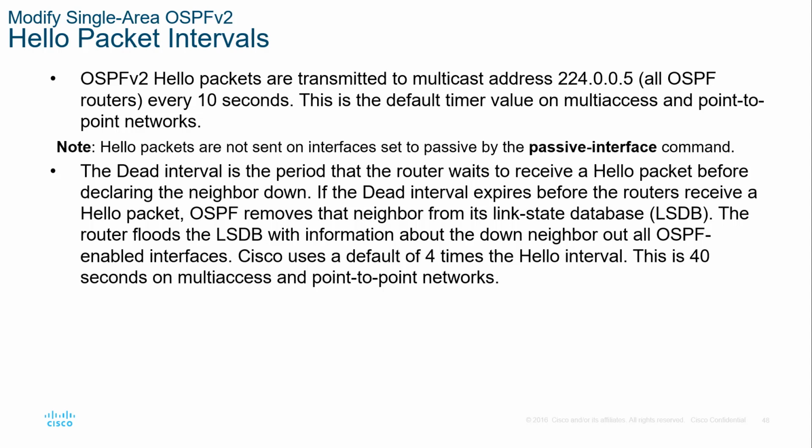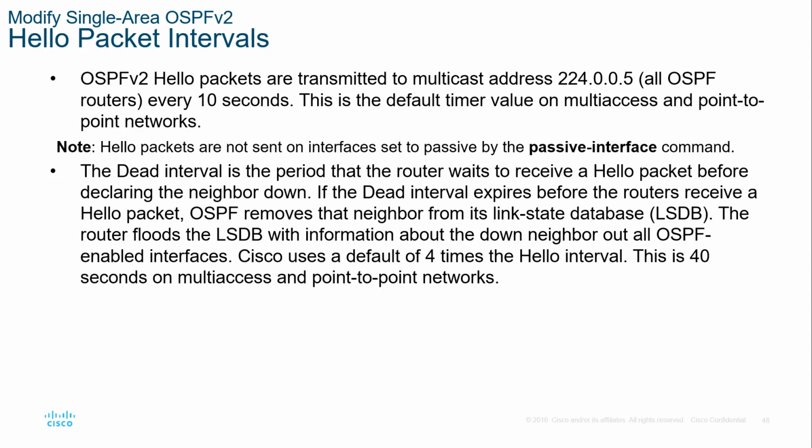The dead interval is the period of time that the router will wait to receive a hello packet before declaring the neighbor down. If the dead interval does expire before the router receives a hello packet, then OSPF will remove the neighbor from its database. The router will flood the database update to all of its neighbors. Cisco will use a default of 4 times the hello packet interval.